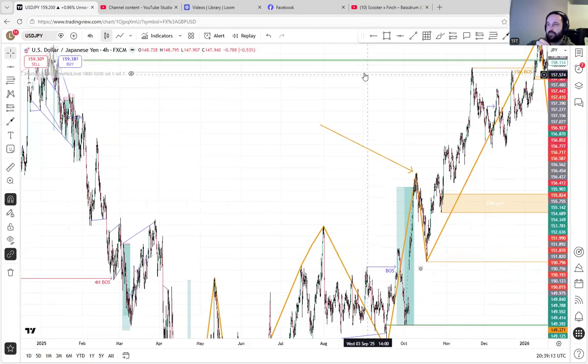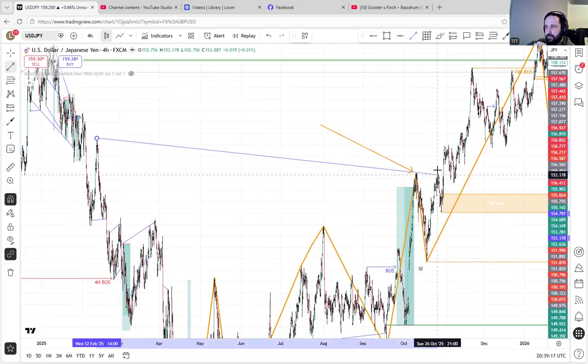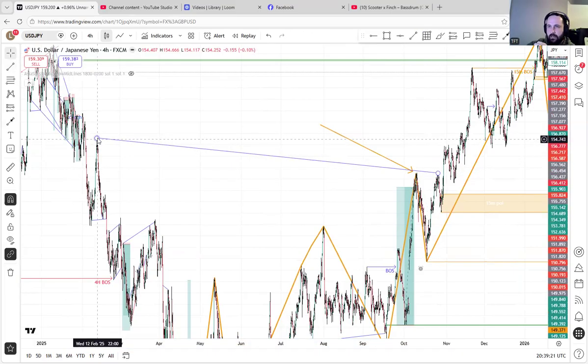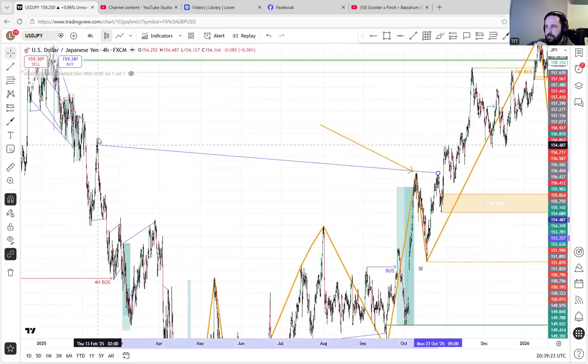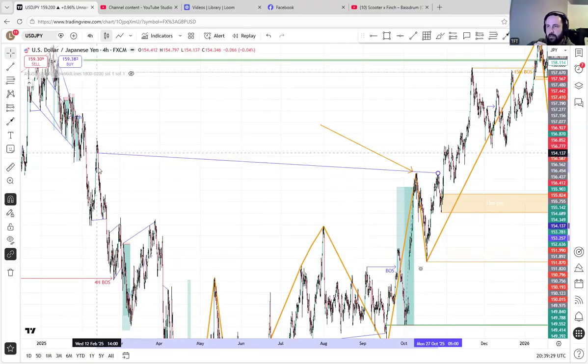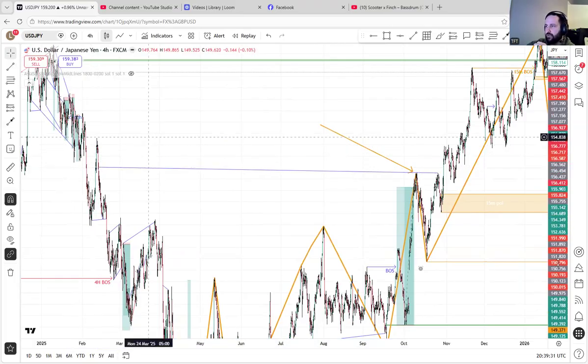There's very possibly liquidity in there too. Not quite. Let it go around. Way down here actually. Stuck on something.